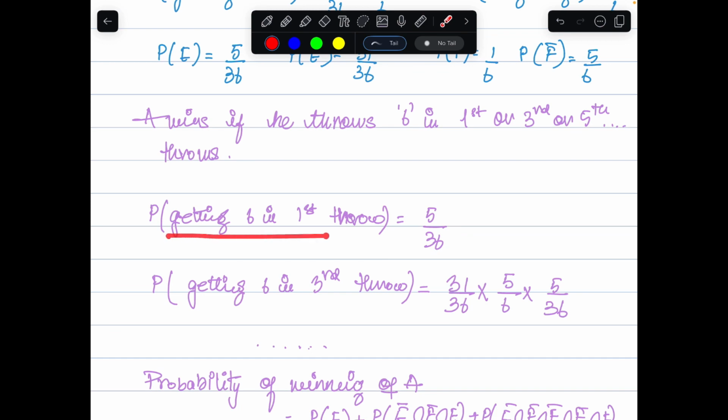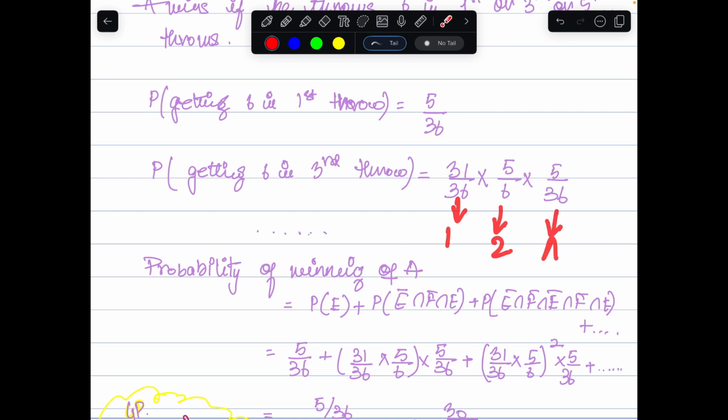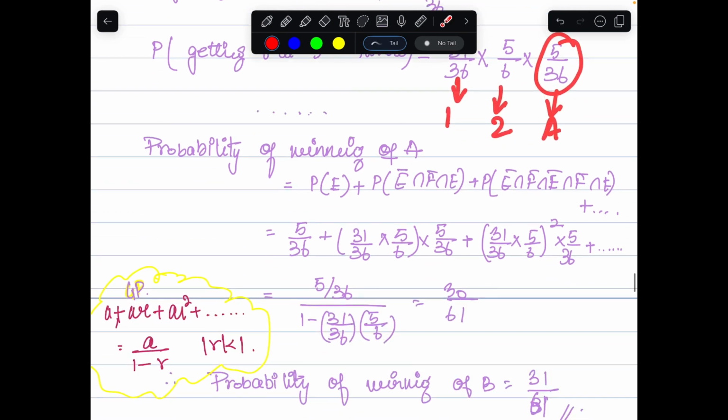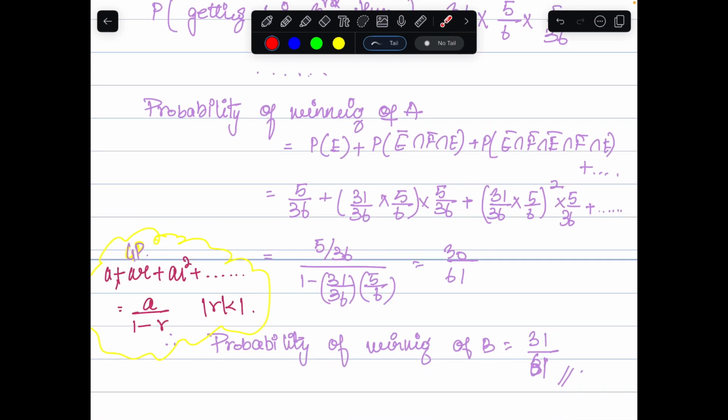Then the fifth chance again A will get. So getting 6 in the first throw is 5 by 36. Getting 6 in the third throw. Now you have to understand all are independent. That means when A will get 6 in the third throw, in the first time A didn't get it, but in the second time B also didn't get it. So for the first chance, A not getting is 31 by 36. B also not getting is 5 by 6. Now A is getting 6, so it's 5 by 36. Similarly, you have to do for getting 6 in the fifth throw.